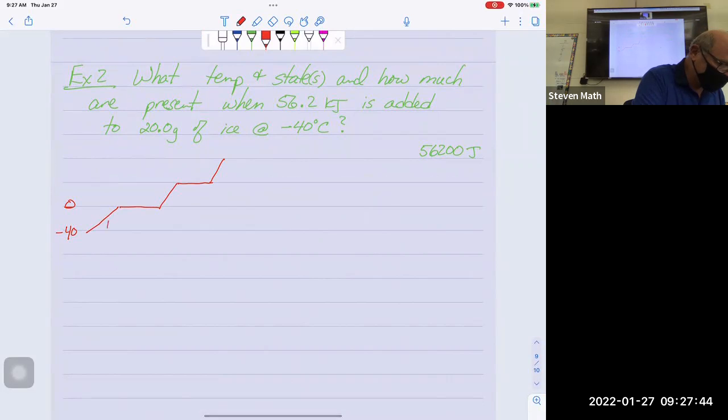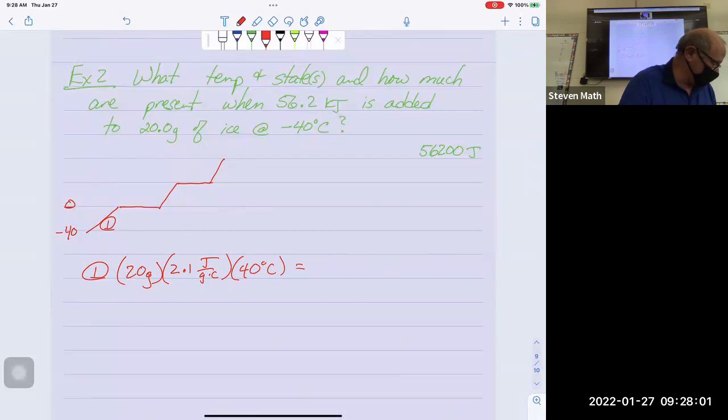So let's get that energy. That's 1. So 1's going to be, I got 20 grams, 2.1 joules per gram per Celsius, going up 40 degrees. That one's going to cost us 1680 joules. So you still got plenty of energy.